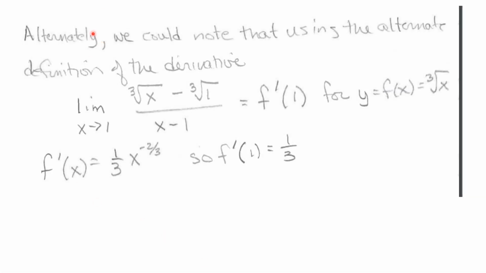It's worth noting that alternatively, we could have used the alternative definition of the derivative that we used when we proved that if you're differentiable, then you're continuous. f prime of 1 is the limit as x tends to 1 of the cube root of x minus the cube root of 1 all over x minus 1. And this is f prime of 1 for y equal f of x equal the cube root of x. If we were to take this derivative, we would get the derivative of x to the 1/3 is 1/3 x to the minus 2/3. So again, the derivative is equal to 1/3.